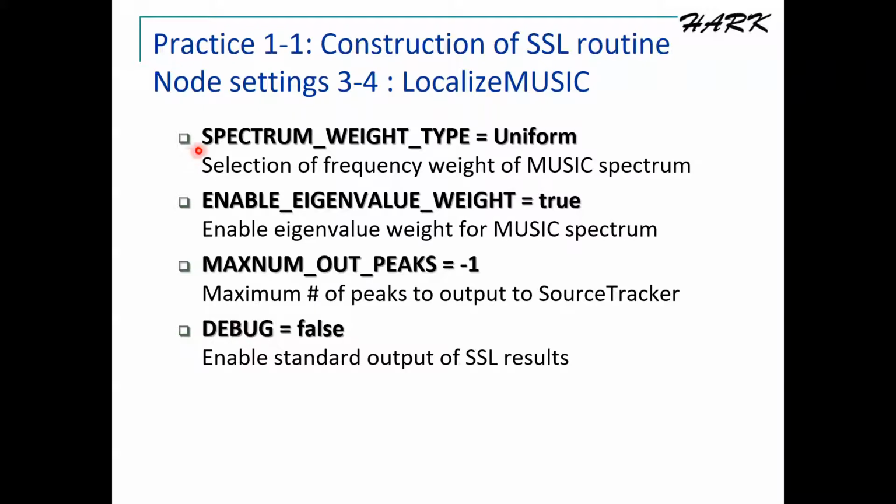The remaining parameters of LocalizeMUSIC are more detailed parameters. Spectrum weight type can be used to select frequency weights. Enable eigenvalue weight is also related to weights. These weights are related to the details of the MUSIC method. If you're interested in these parameters, please see the HARK document on the website. Then, the maximum number of output peaks specifies a limit of sound sources. -1 means no limit for the number of sound sources. Finally, this flag is for debugging. So if you set it to true, you can see a lot of information in the log.